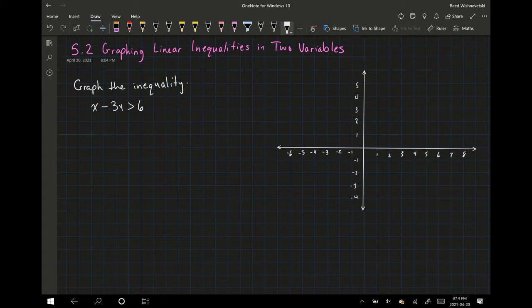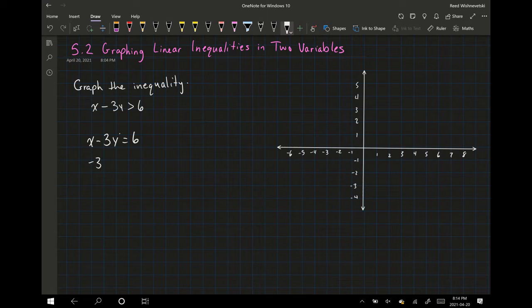Okay, so today we're going to be working on 5.2, graphing linear inequalities in two variables. And the example I've chosen today is x minus 3y is greater than 6. So the first thing that we're going to do in order to find out what this line is going to look like is we have to change this to an equation. So we're going to go ahead and go x minus 3y is equal to 6.